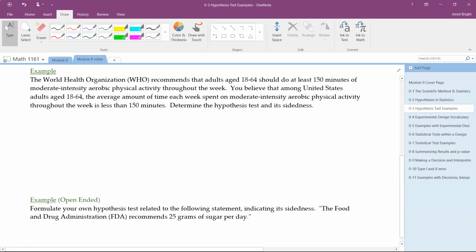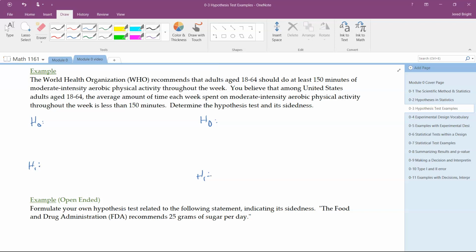All right, next example. I'll let you read it. Again, let's think about writing this in words and symbols, and maybe start with the symbols this time. It says "you believe." When I see that, I'm looking at the alternative hypothesis: among U.S. adults aged 18 to 64, the average amount of time each week spent on moderate intensity physical activity is less than 150 minutes.